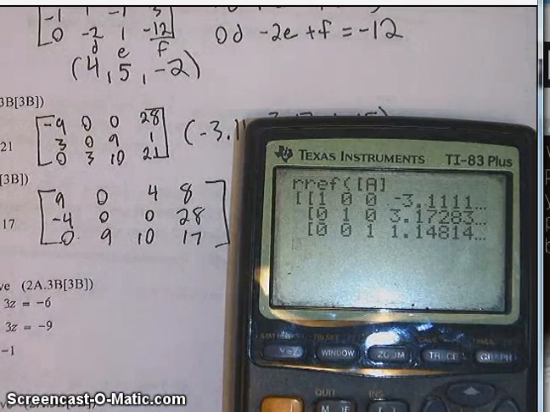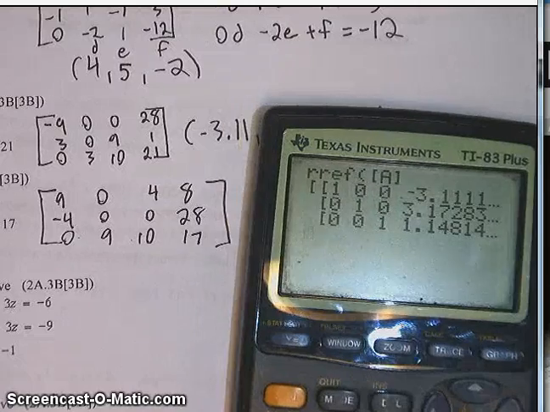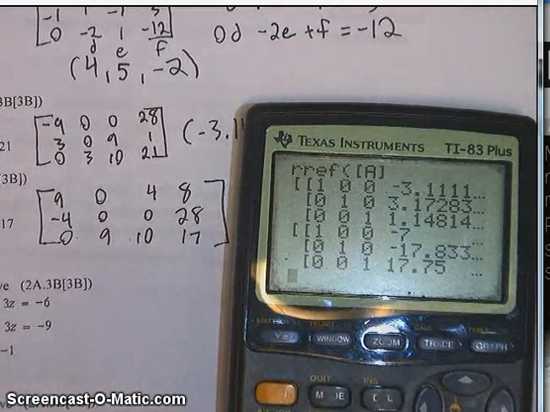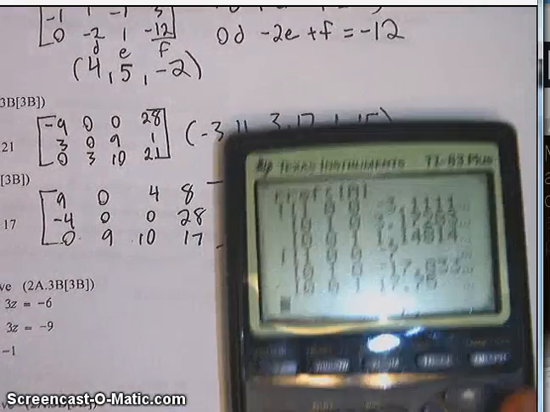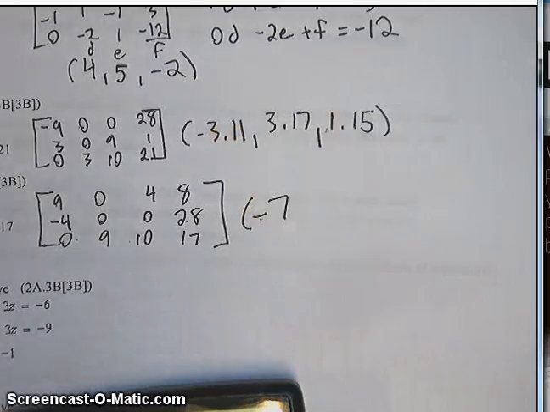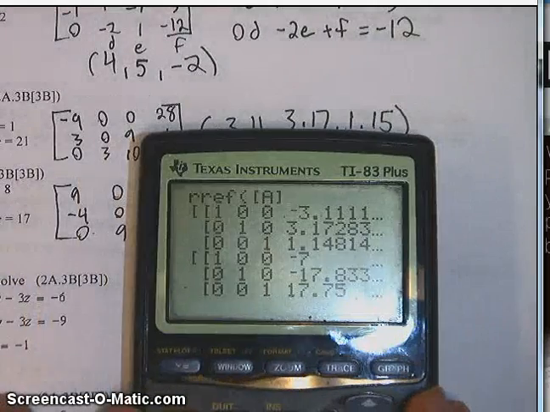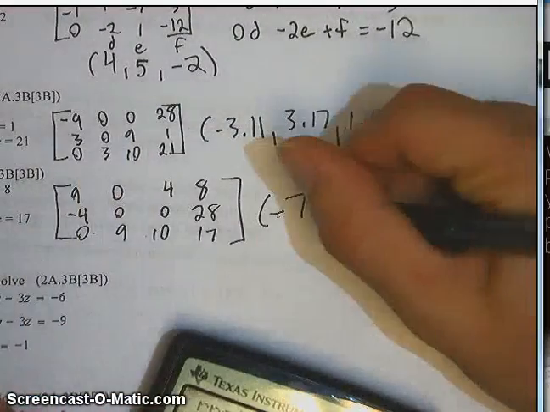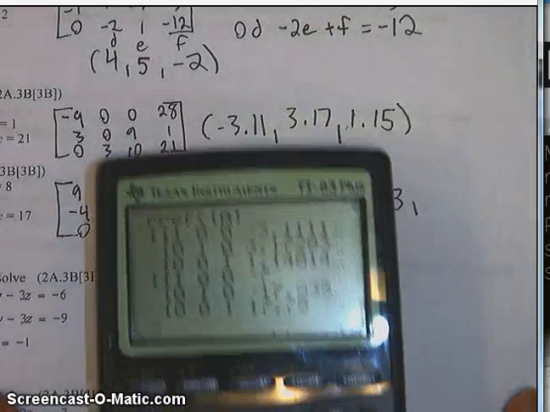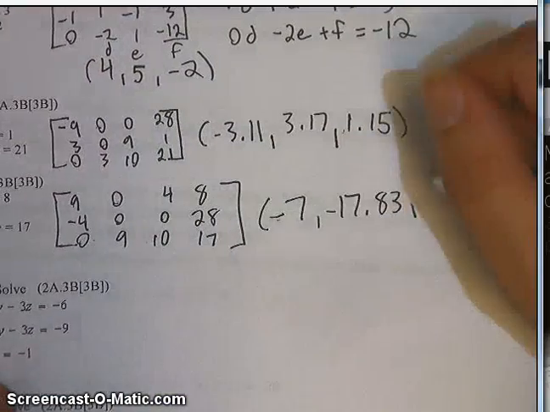And then, since I already just did the commands before, if I just hit enter again, it spits out a solution for me, which we're going to have to round again, and that's okay. So our A is negative 7, our B is negative 17.83, and our C is 17.75.